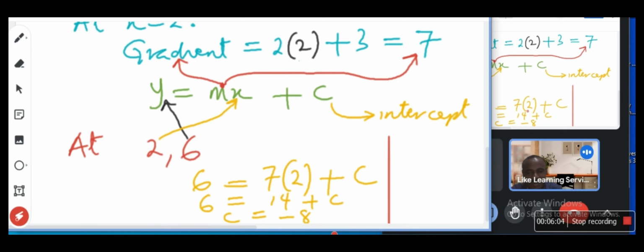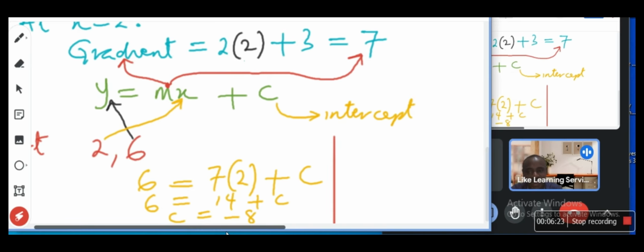Yes, sir. Because if 14 crosses over, it becomes 6 minus 14. So c is minus 8. All we are trying to do is to get c. And once we've gotten c, we write out these values again, substituting m and c, leaving the rest. So I will just write the final thing.